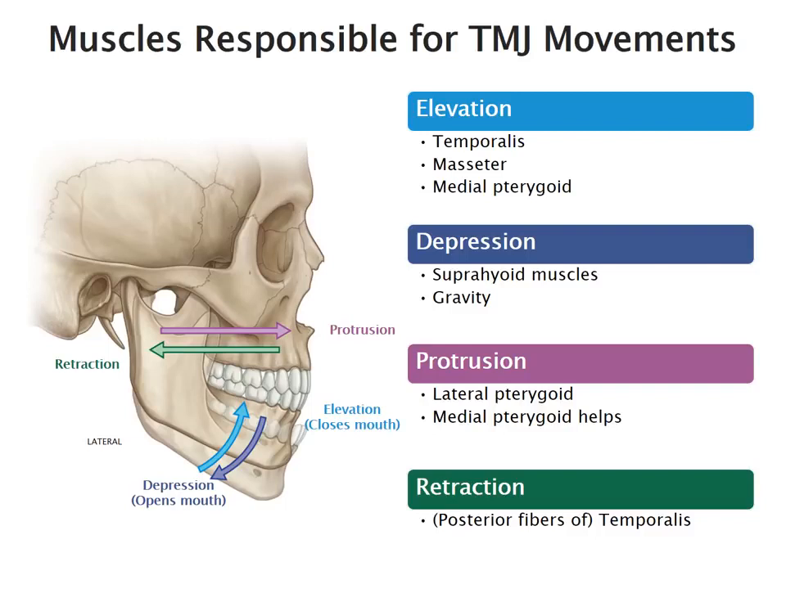Depression is accomplished by both gravity and the suprahyoid muscles. Recall these suprahyoid muscles were presented previously in the neck lecture. Protrusion of the mandible is accomplished mostly by the lateral and medial pterygoids. And lastly, retraction of the mandible is mostly accomplished by the posterior fibers of the temporalis muscle.